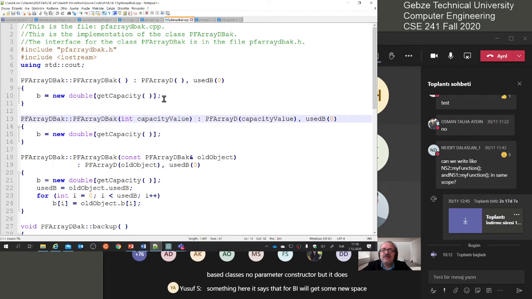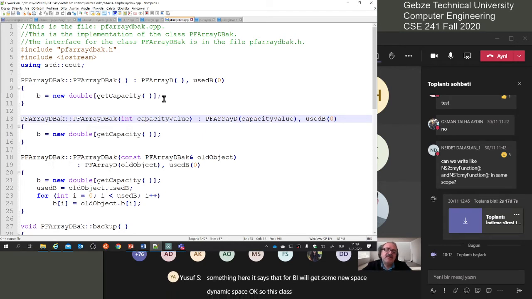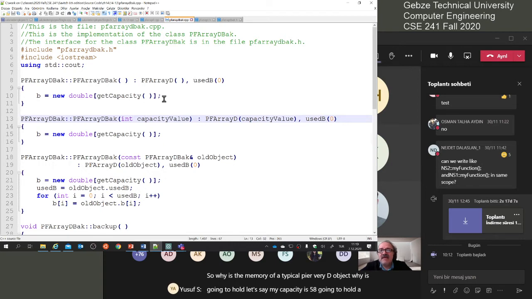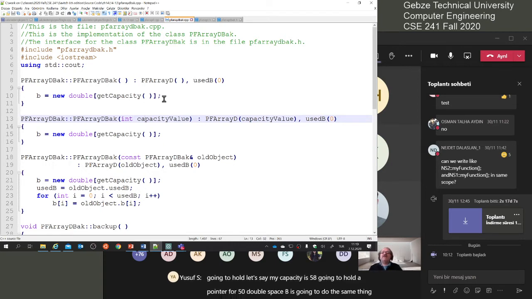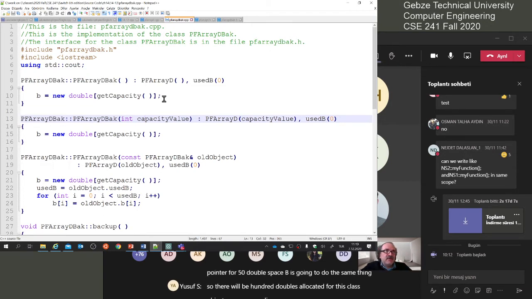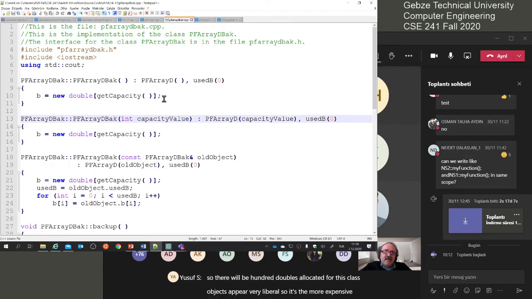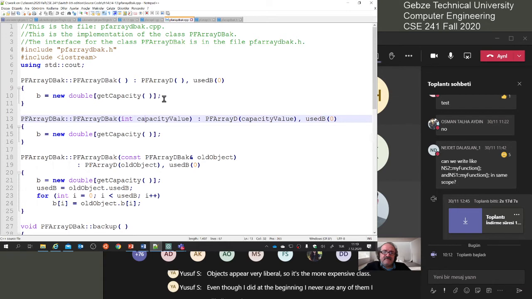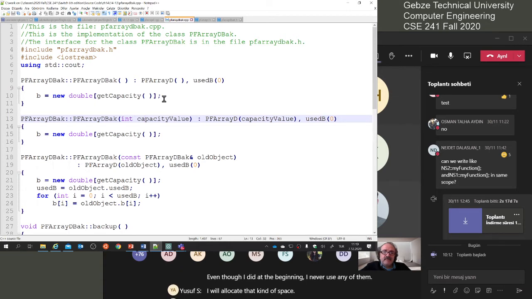So this class will use twice the memory of a typical pfarray.d object. Why? Let's say my capacity is 50. A is going to hold a pointer for 50 doubles. B is going to do the same thing. So there will be 100 doubles allocated for this class's objects, pfarray.d backup. So it is a more expensive class, even though at the beginning I never use any of them, I will allocate that kind of space.